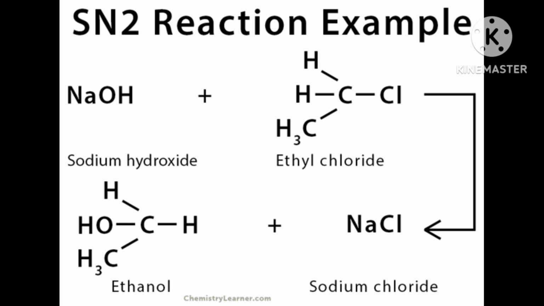SN1 reactions are generally carried out in polar protic solvents like water, alcohol, acetic acid, because all can provide H+ ions. That's why they are called protic solvents. Examples are water, alcohol, acetic acid, etc. For the reaction, you can take the example of tertiary butyl bromide.